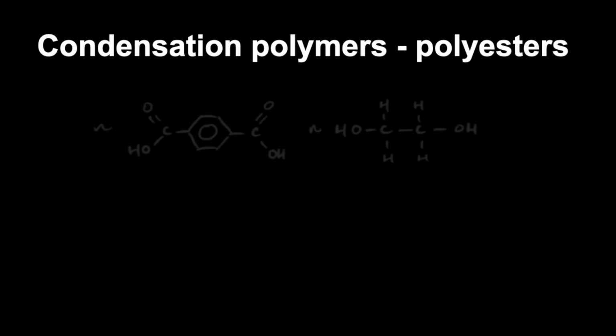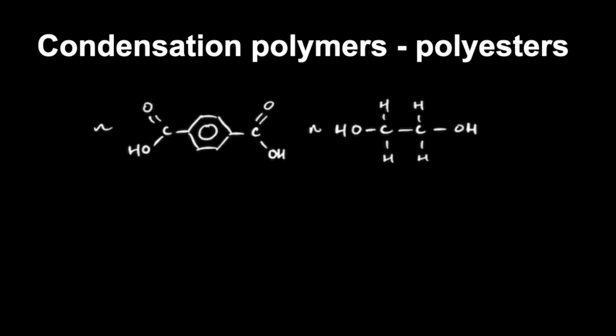So we'll move on to condensation polymers now. We'll start with polyesters. Polyesters can be made from either 1 or 2 monomers. So I'm going to look at a 2 monomer example. We've got a dicarboxylic acid here. Obviously the little n just means there's lots of them. And we've got a diol.